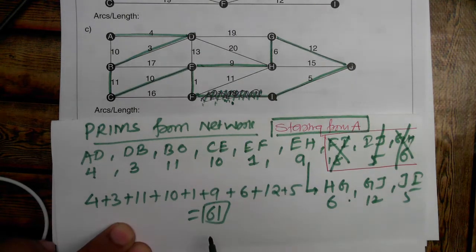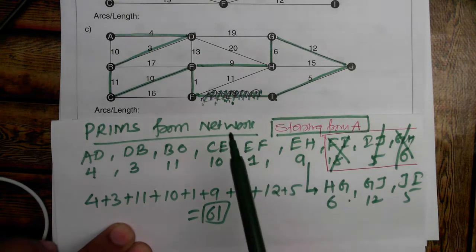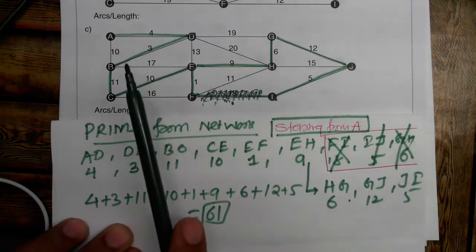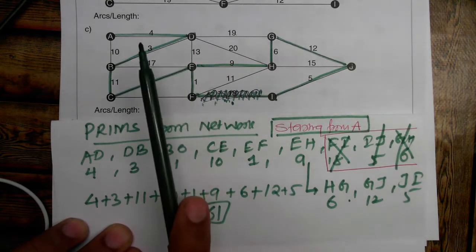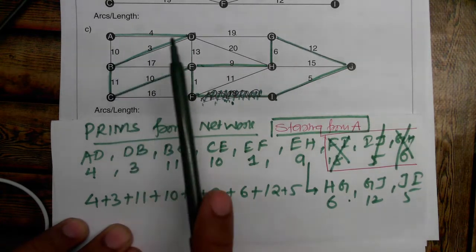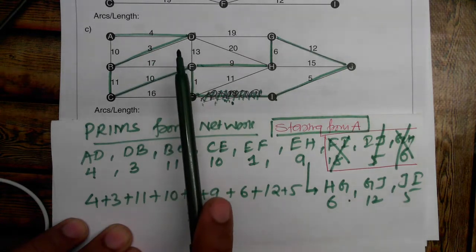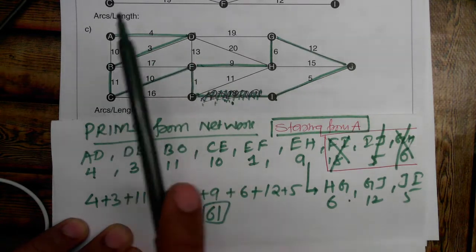Once again, we got the starting point. We start looking for the smallest arc coming out of that starting point. Then whichever points have been selected, we start looking for the smallest coming out of all these arcs in a row. Okay, so that's the mistake I made after I selected EH.